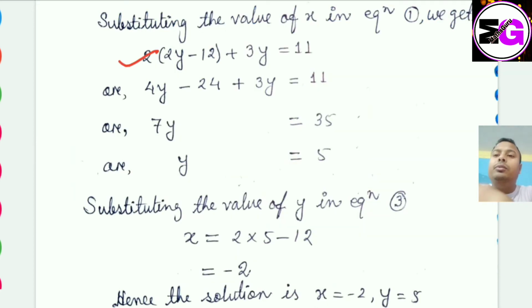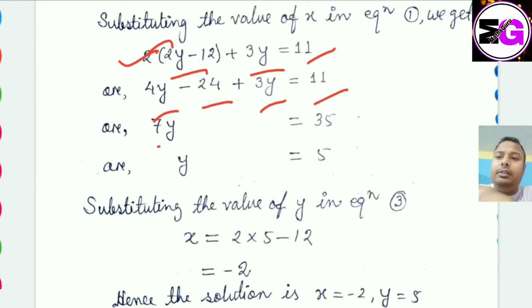So 2 into আমি x ৰ ভ্যালু পাতি দিছো, twice y minus 12 plus 3y equals to 11, or multiply কৰিলে 4y minus 24 plus 3y equal to 11, or 7y এটো minus 24 আসলে এফালে গলে plus 24 হৈ যাব, মানে so 11 plus 24 is 35, or y equals to 5.